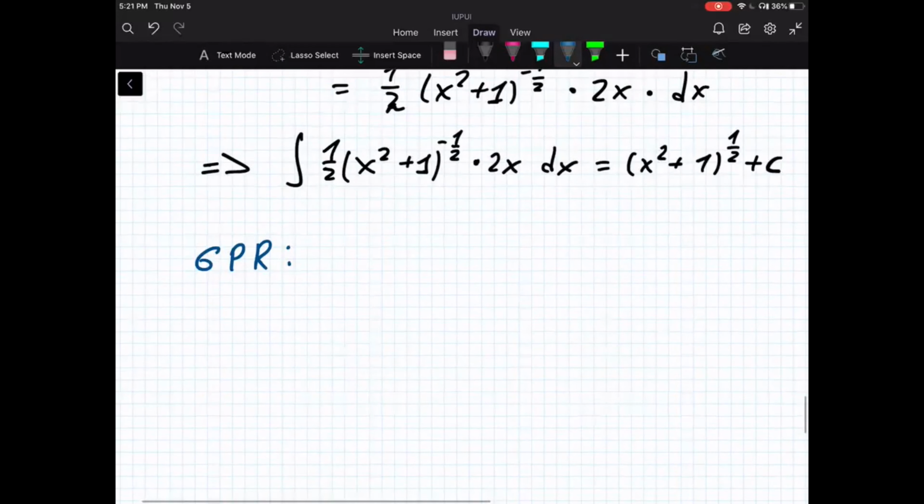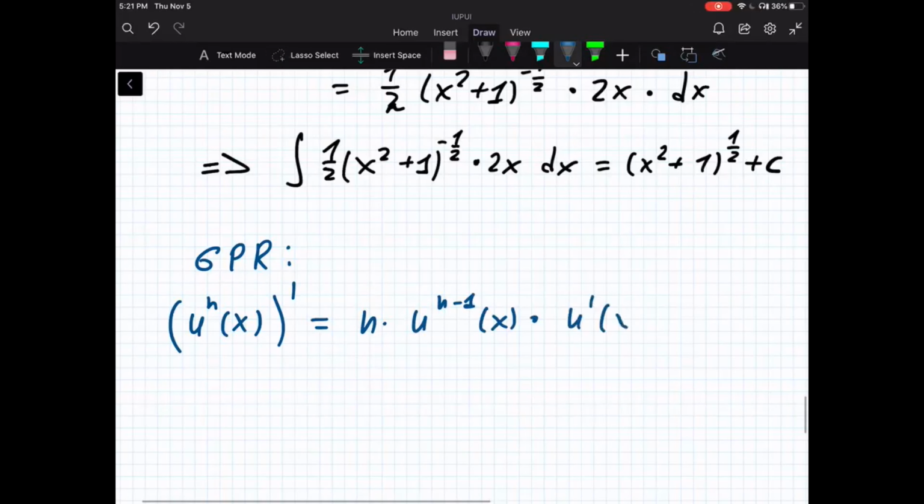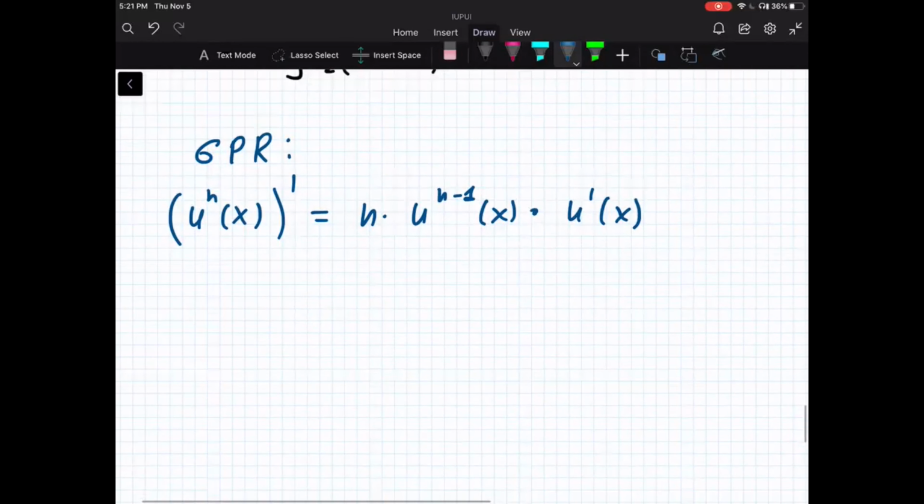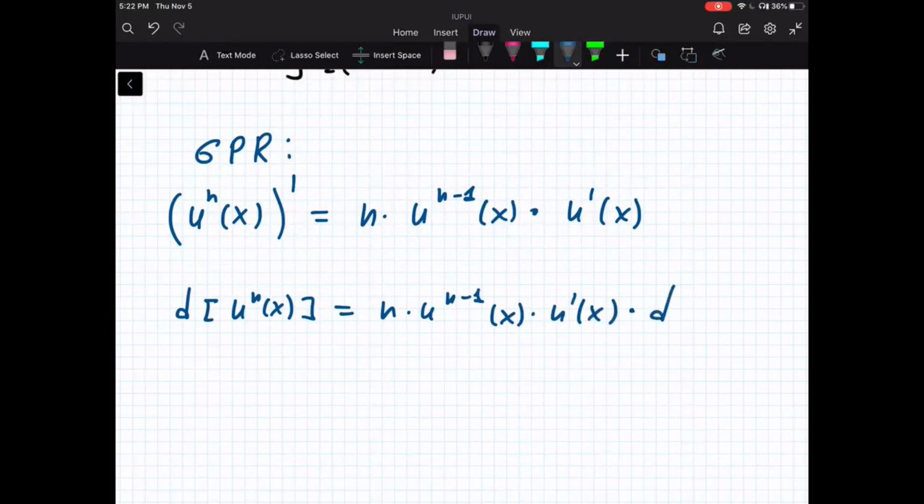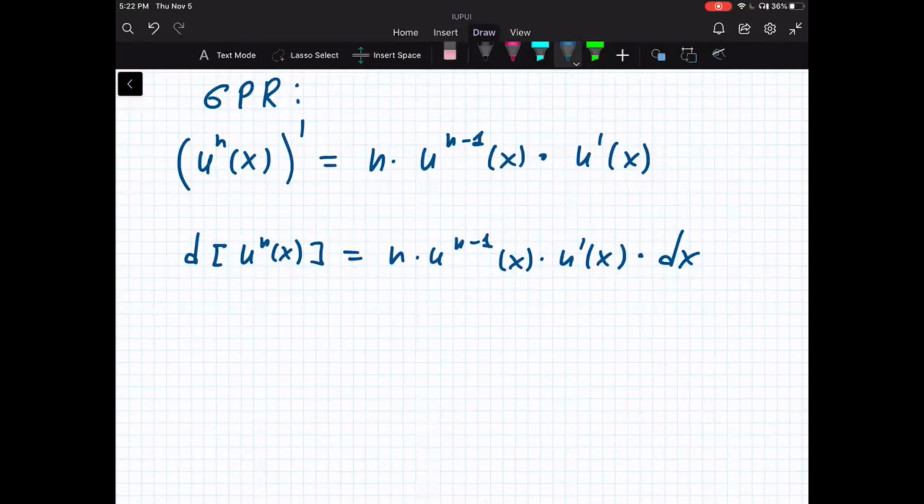If I have some function u of x to the power n, then its derivative is equal to n times u to the power n minus 1 of x times the derivative of that function. Or if I write it in differential form, d of u^n of x is equal to the derivative written above, u^(n-1) of x times u prime of x times dx.